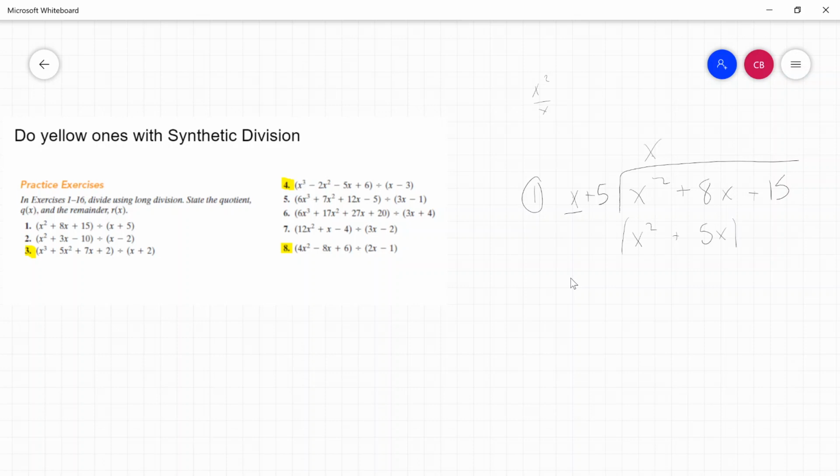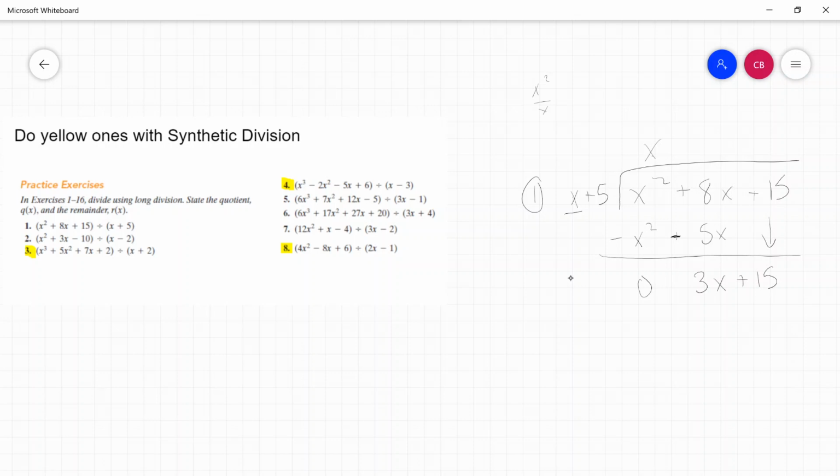And then remember, this is division, so we subtract it. So we go minus, minus. So we're going to put minus and minus. Okay, and then we just subtract. This is 0x squared. That should always happen. This is 3x. Okay, then we bring down the plus 15.